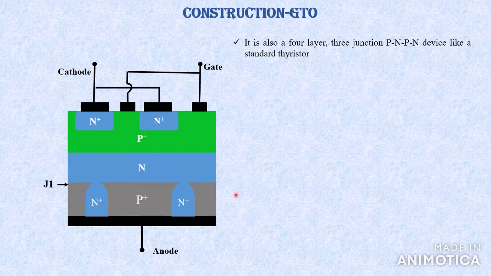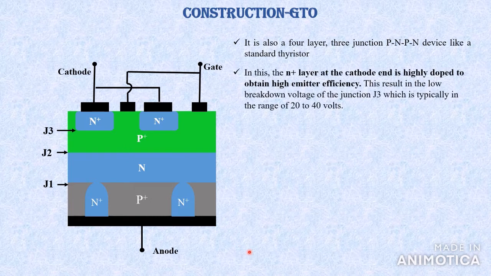Now there are 3 junctions. The first junction is J1. This is the junction between the anode region, the P plus region, and the N layer. This is junction J1, also called the anode junction. The second junction J2 is formed between the N and P plus region, and the third junction is formed between the cathode region N plus and this P plus region. This is J3.